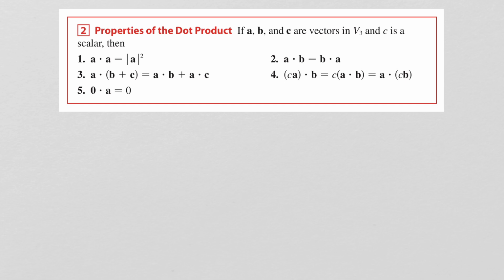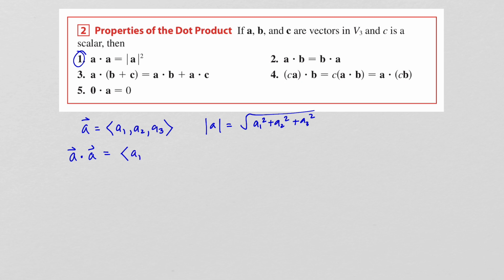Now, out of all of these, I think I will prove this first one for you. So if you think of the vector A as being the vector A1, A2, A3, we know that the magnitude of vector A is simply the square root of A1 squared plus A2 squared plus A3 squared. And the dot product of the vector A with itself, we know is the vector A1, A2, A3, dot product with itself, A1, A2, A3.